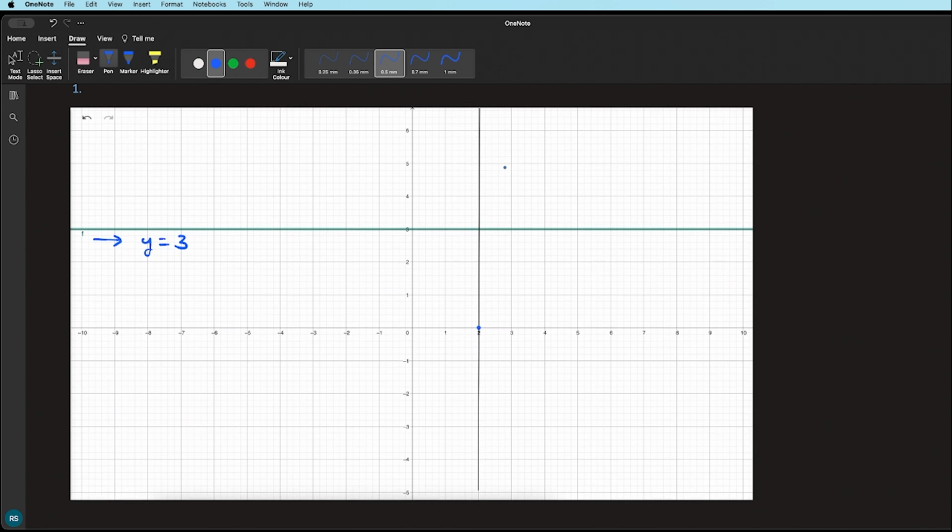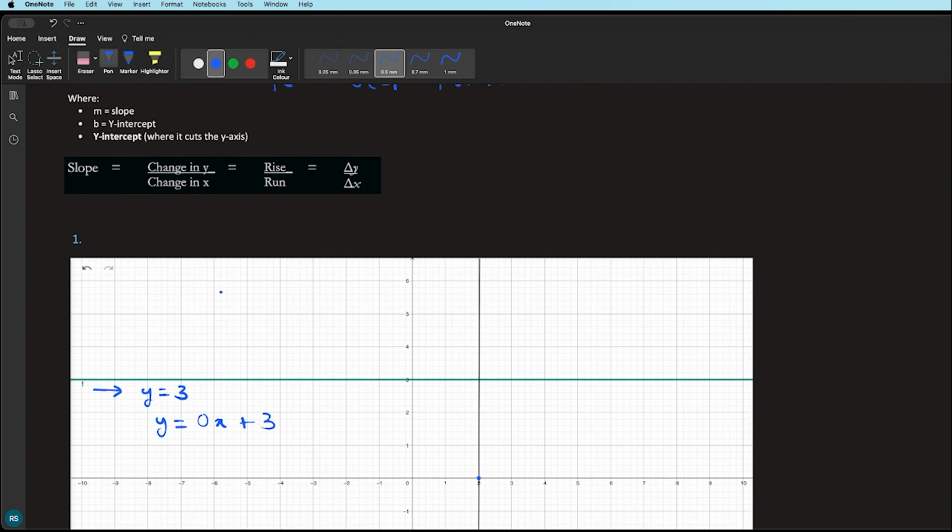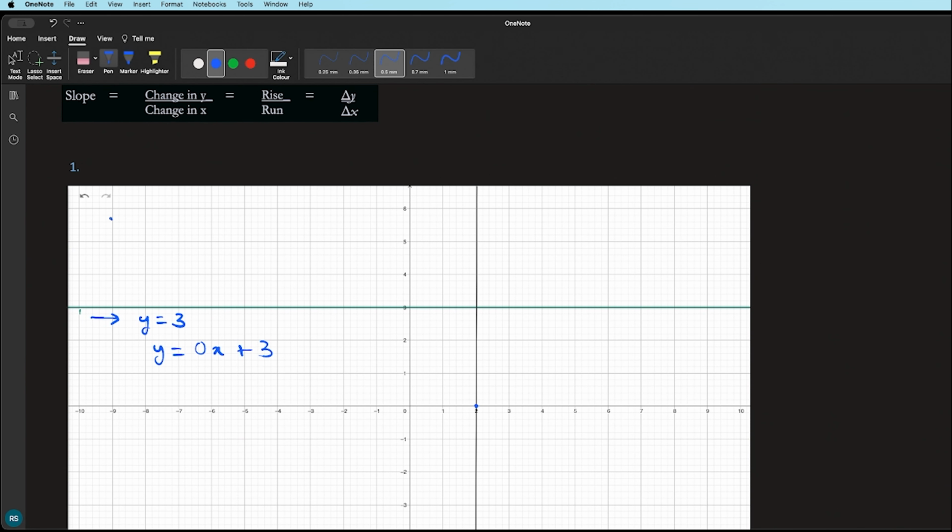Okay, so we can also write this equation as y equal to 0x plus 3. So here you can see that by understanding the above equation y equal to mx plus b, here m represents 0, the value of m is 0, and the value of b is 3.